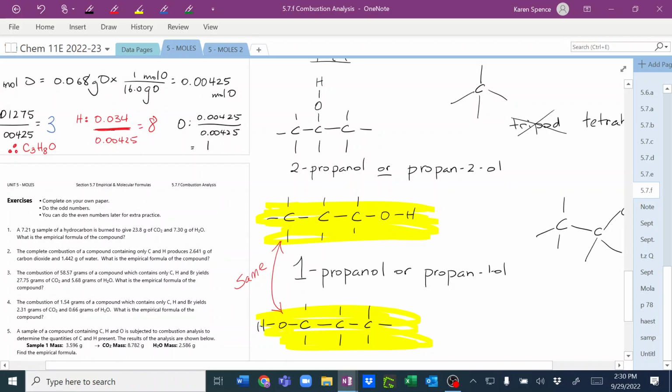So there are 2, and these are what we call structures that have the same molecular formula, but different structural formulas are called isomers. Isomers. Okay? 1-propanol and 2-propanol are isomers of each other. They have the same molecular formula, but different structural formulas.